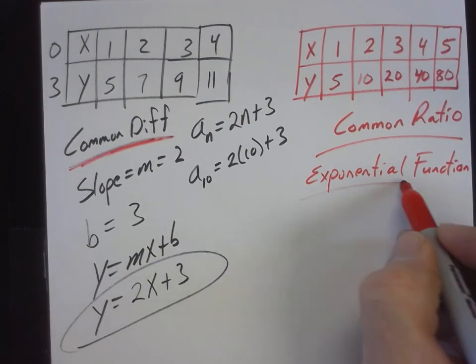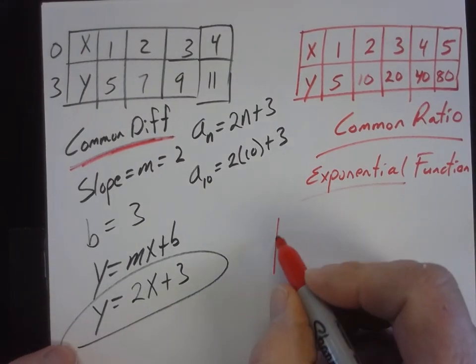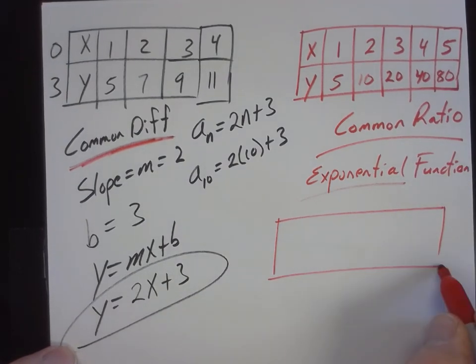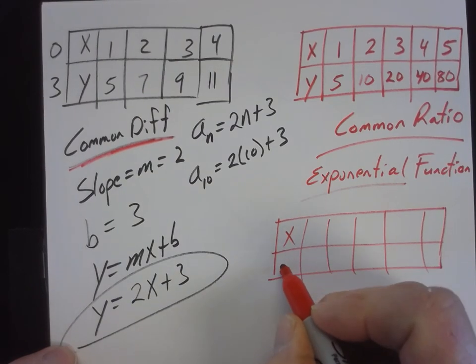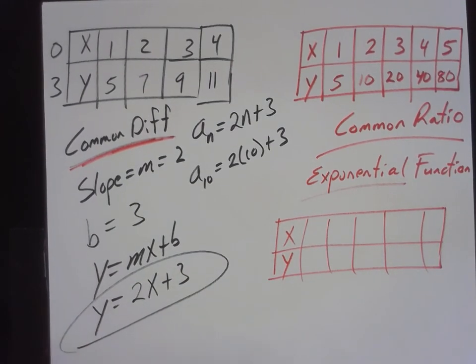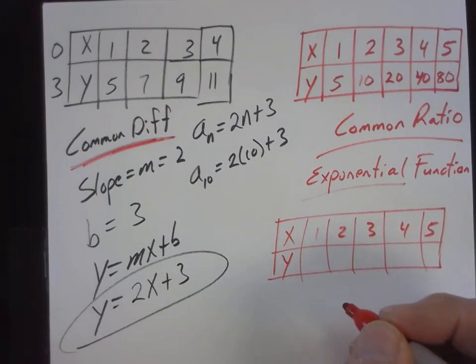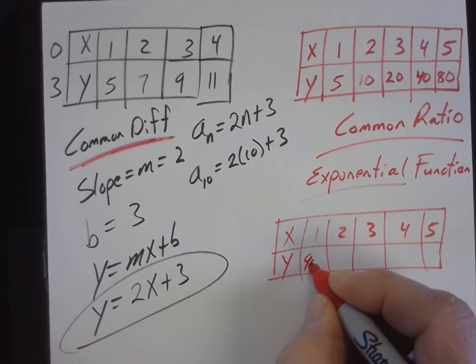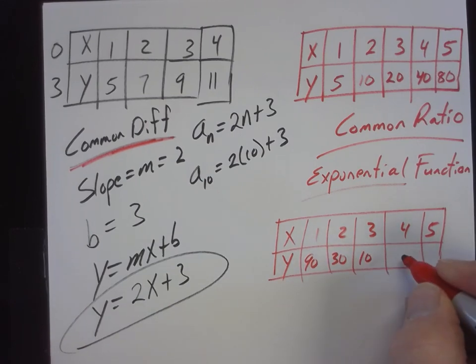Exponential. You're going to see why we call it an exponential equation or exponential function later on. So here I'll do another one. I don't know why I'm doing them this way. Draw just a t-graph, but 1, 2, 3, 4, 5. Let's see. 90, 30, 10, 10 over 3.